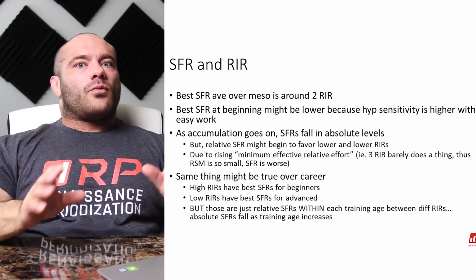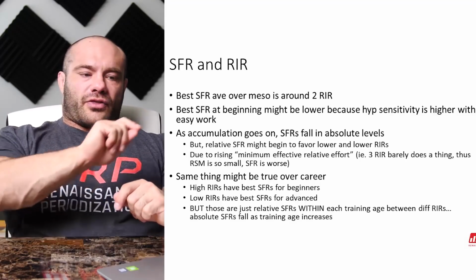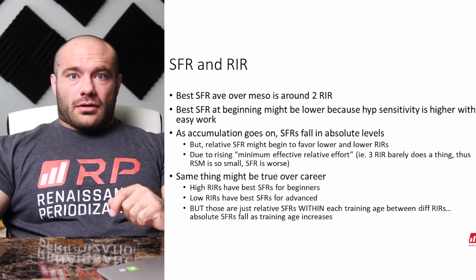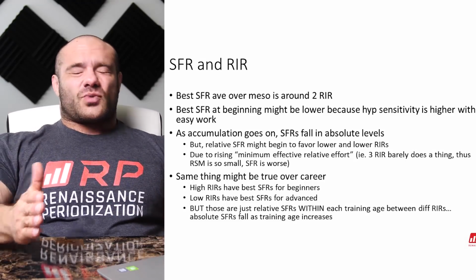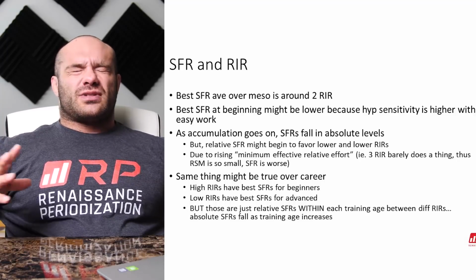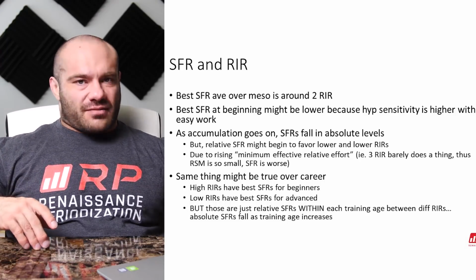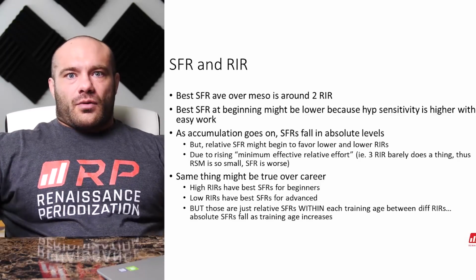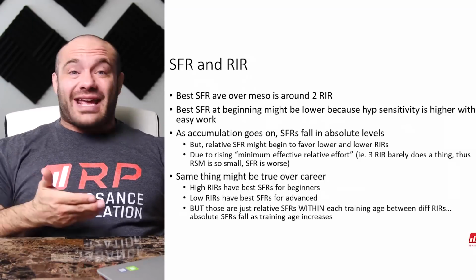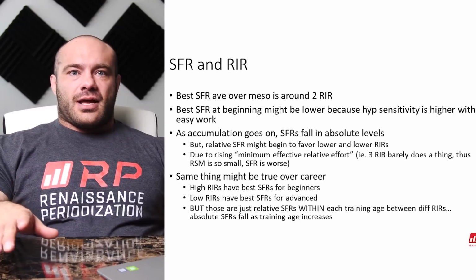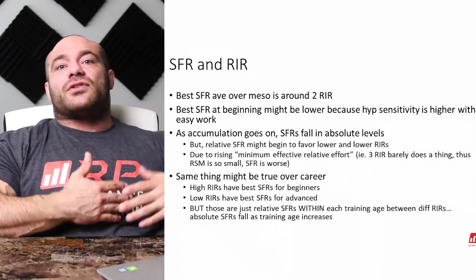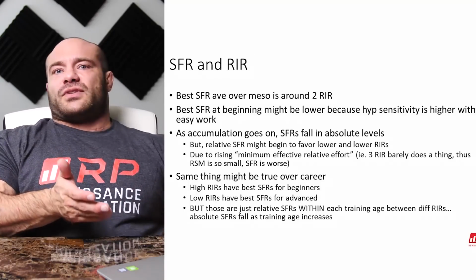And we can expand it one more. So not only through a mesocycle do SFRs on an absolute level fall, okay, but this is probably the case as well for a career. So the best stimulus to fatigue ratio to use on beginners on average in a mesocycle is like 3 or 4, which means beginners can start at RIR like 5 or 6, remotely not even close to failure. They get great gains, demonstrated in a bunch of studies. And you don't have to go super hard. And if you do, you're actually paying a little bit too much fatigue cost for the stimulus you're getting, which is better, but just not worth the fatigue cost.